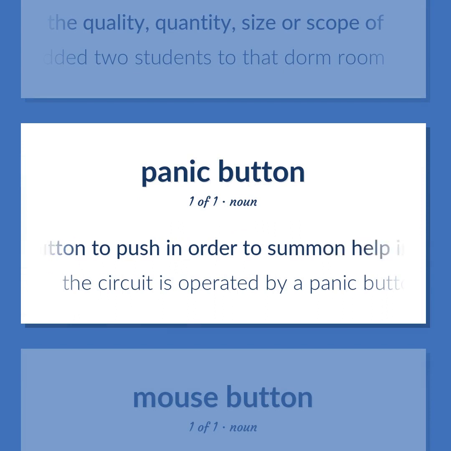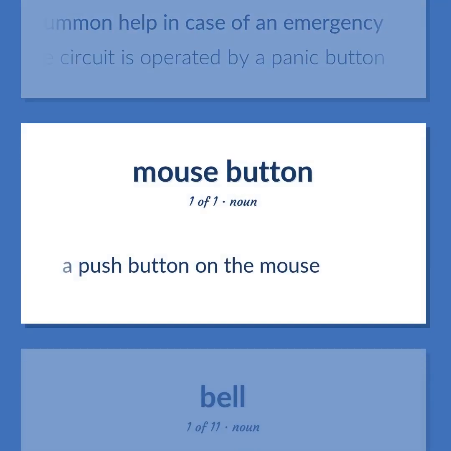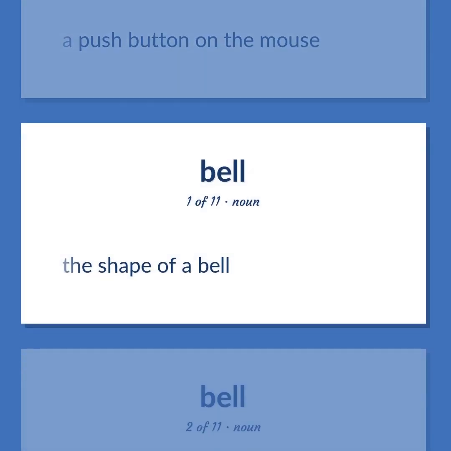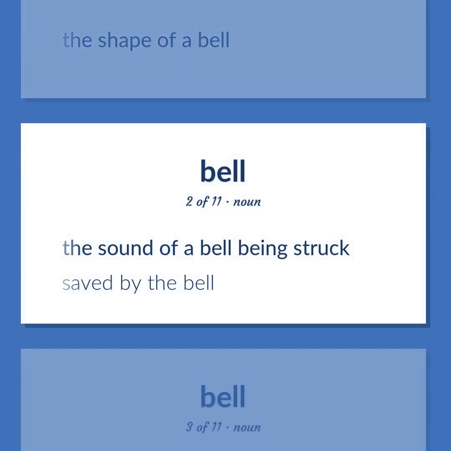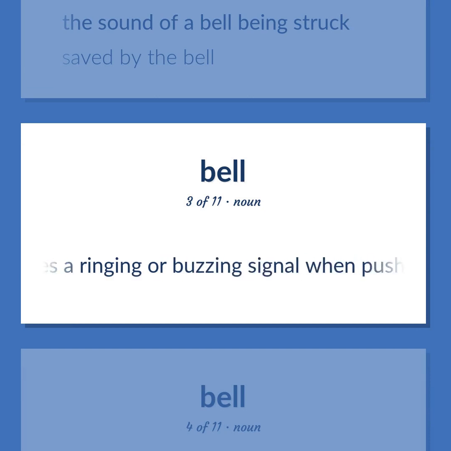A button to push in order to summon help in case of an emergency. The circuit is operated by a panic button. A push button on the mouse. The shape of a bell. The sound of a bell being struck. Saved by the bell. A push button at an outer door that gives a ringing or buzzing signal when pushed.